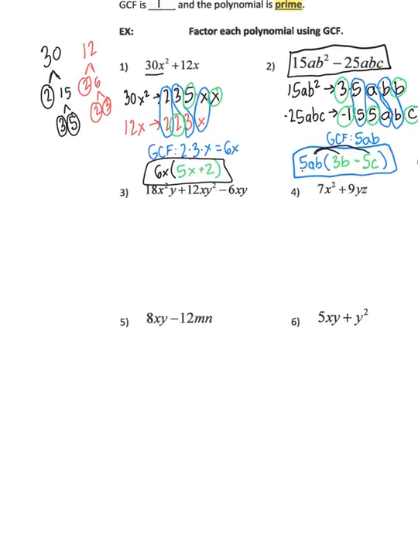Okay, let's look at number 3. Now we've got 3 terms instead of 2, but we're going to do the same process. I'm going to write out my factors for each term.